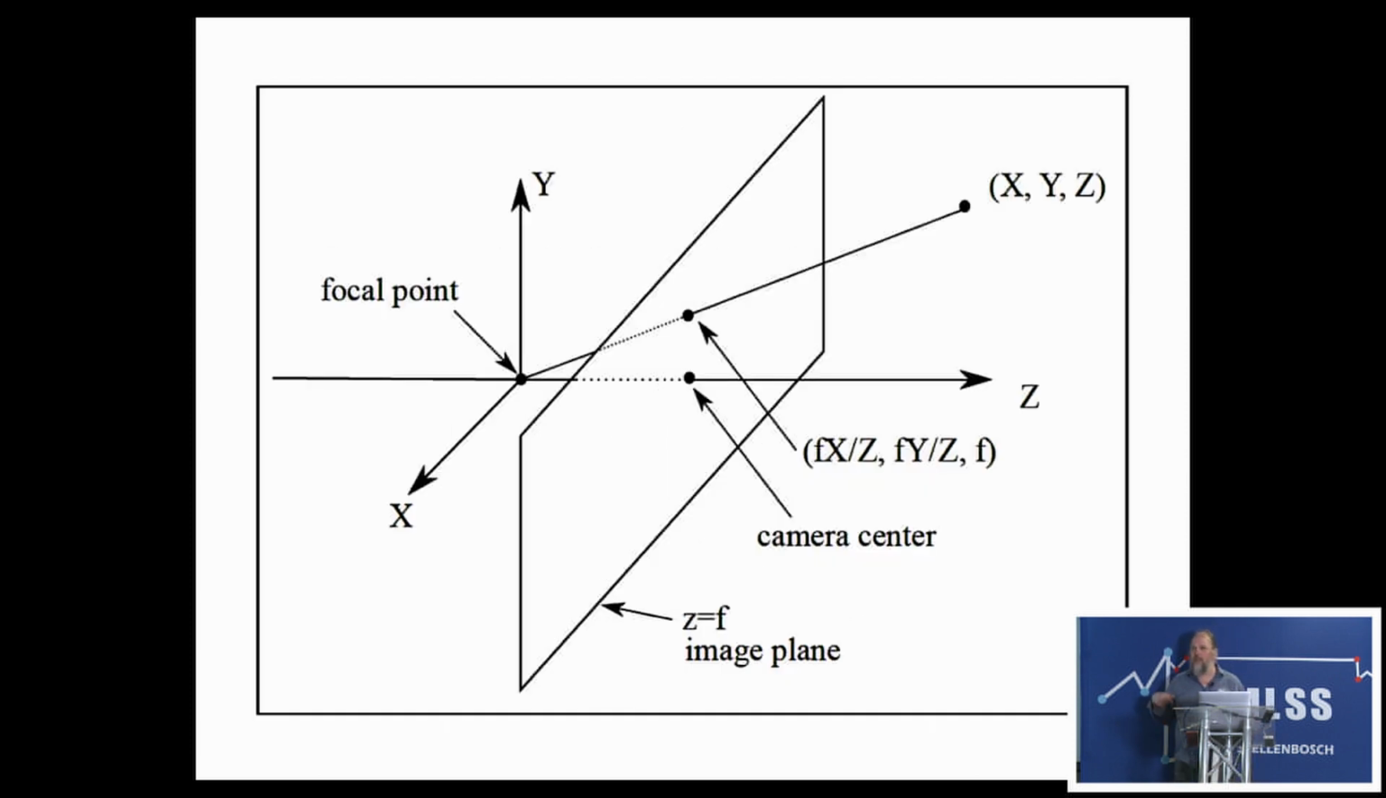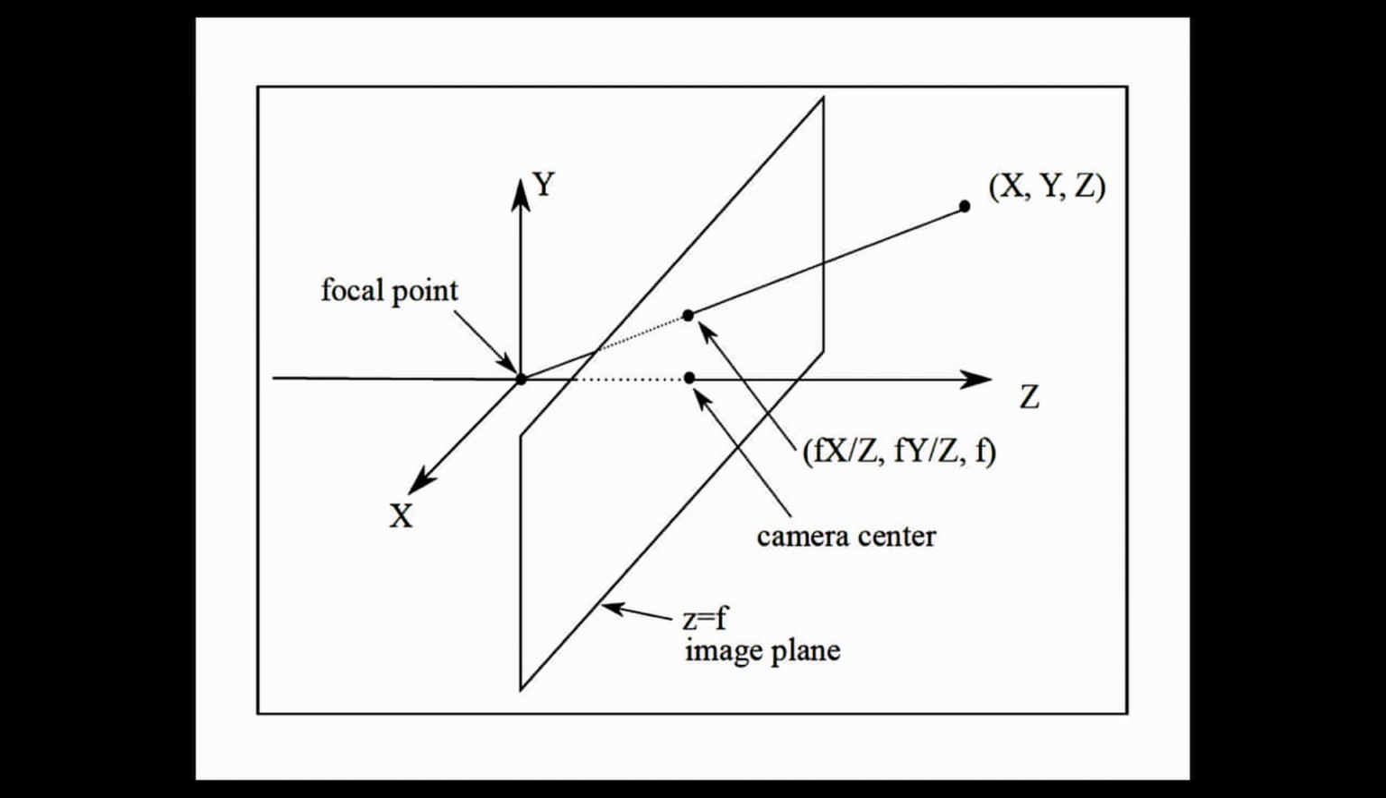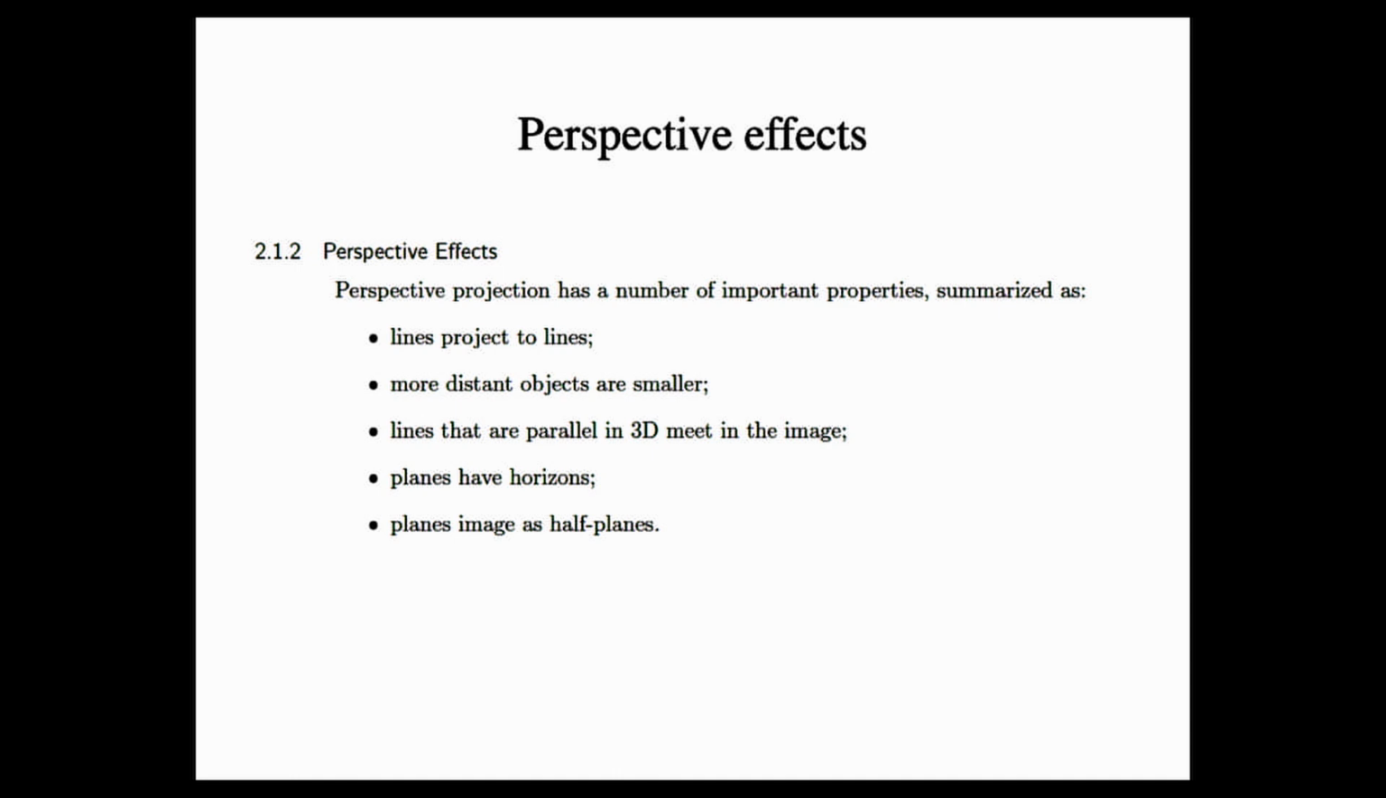The reason pinhole cameras are interesting is they give us a decent mathematical model of what cameras do. If you have a 3D point, big X, big Y, big Z, it'll turn into a point on the image plane, F big X over big Z, F big Y over big Z, F. So basically, 3D, X, Y, and Z turn into two useful numbers and a fixed number. And that, of course, is in the camera's coordinate system. Okay, perspective generates a fair number of interesting qualitative effects. So lines project to lines, distant objects are small, parallel lines meet in the images, planes have horizons, planes, images, half planes.